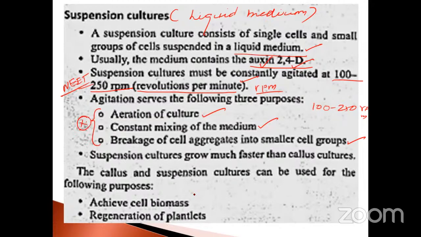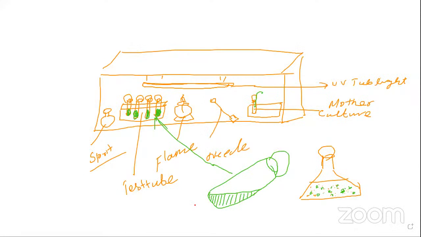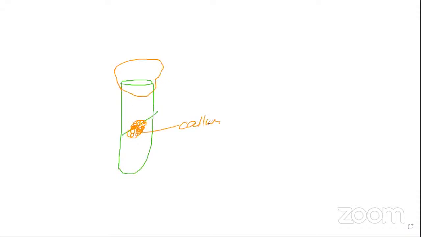For example, what does revolution mean? Take an example. You are taking a small test tube. Here there is a medium. Inside, there is a mass of cells, callus. It is also in aseptic condition. This is callus, and this is the agar medium.